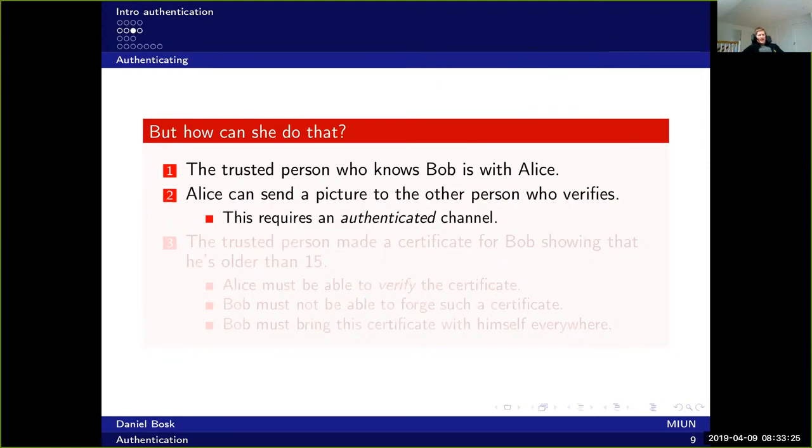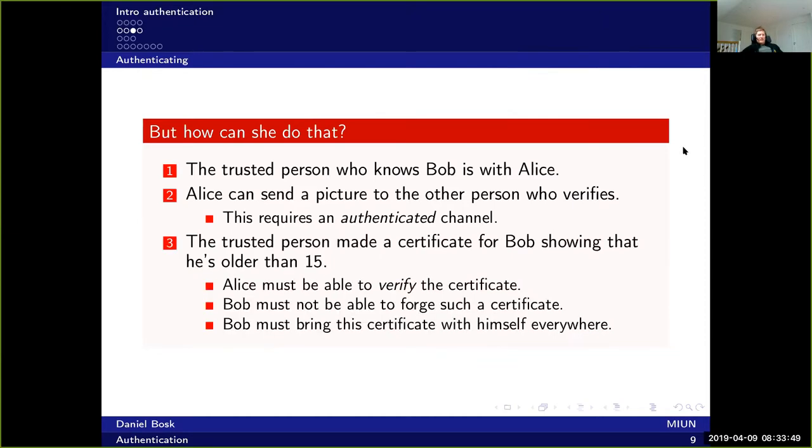Another option is that Alice can send a picture of Bob to some other person who verifies that, yeah, this is Bob, I know him, he's older than 15. However, this requires an authenticated channel, so Alice actually knows that it's the person she trusts that she's talking to and not somebody else.